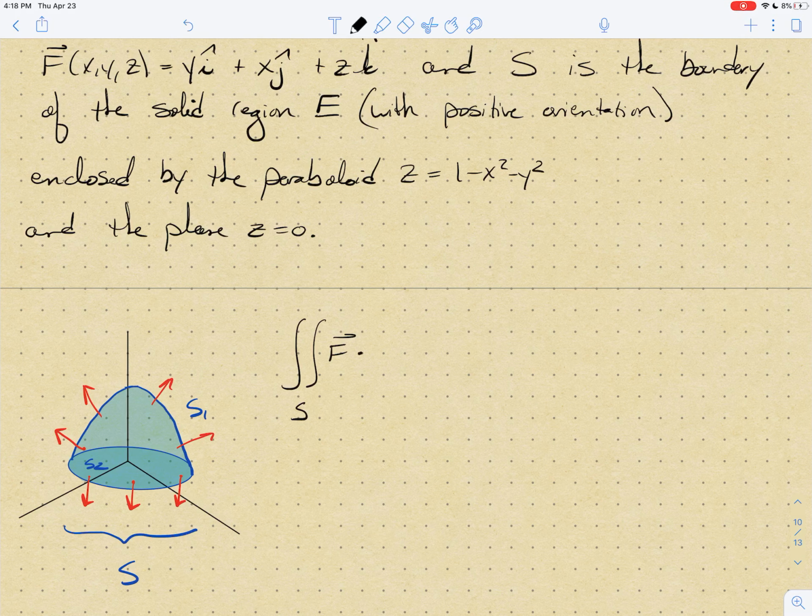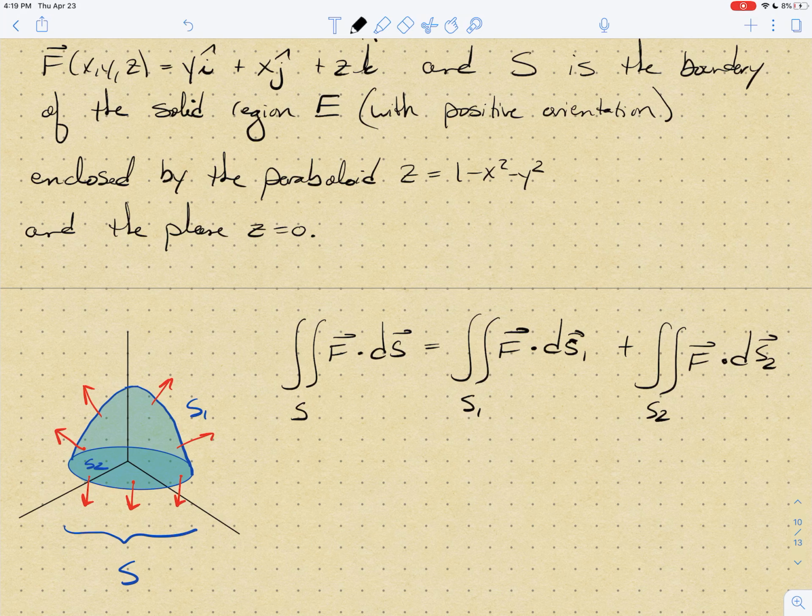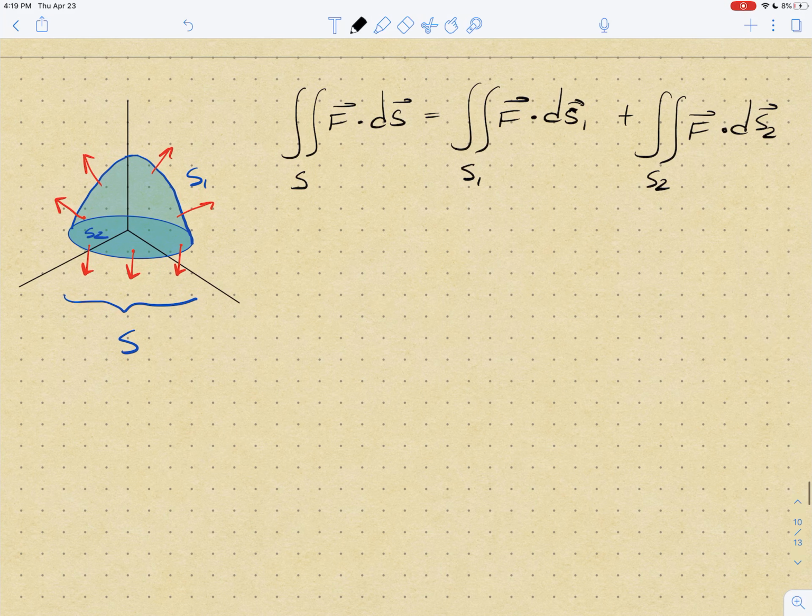The surface integral of f over S, you can write as the surface integral of f over S1, that's an S there, not a 5, plus the surface integral of f over S2. And now we're going to just dive into S1. So S1 is the paraboloid, at least the way that I've labeled it. So on S1, we're looking at the paraboloid.